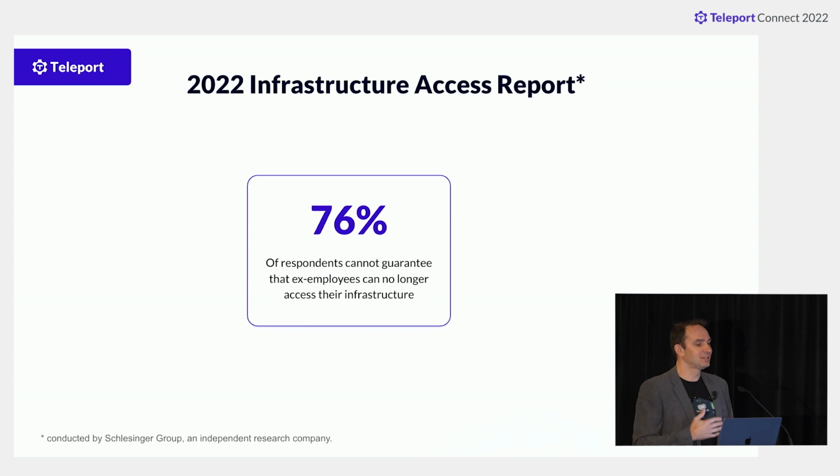And here's an interesting stat that I'm showing. It's a very recent infrastructure access report conducted by an independent agency, where they said that 76% of organizations cannot guarantee that their former employees, engineers who used to work there, can no longer access production environments. If you were to ask me, this should be on CNN. Everything is moved to the cloud, and it's accessible. Like 76% of your data probably is accessible by basically strangers.